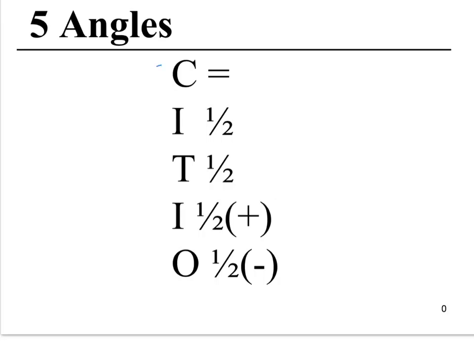Here's an abbreviation or acronym that will help you to remember the relationships. It's called CITIO. And what this stands for is central angles are equal to the arcs that they intercept. Inscribed angles are 1/2 the arc that it intercepts. Tangent angles, which are really inscribed angles, are equal to 1/2 the arc that it intercepts. Then we have inside angles that are created by chords. They are 1/2 the sum of the arcs that they intercept. And outside angles are equal to 1/2 the difference of the arcs that they intercept.